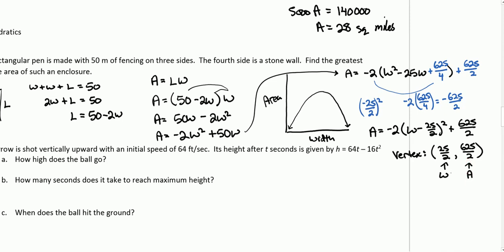So it said find the greatest area, 625 over 2, which we can write as a decimal, 312.5 square meters.